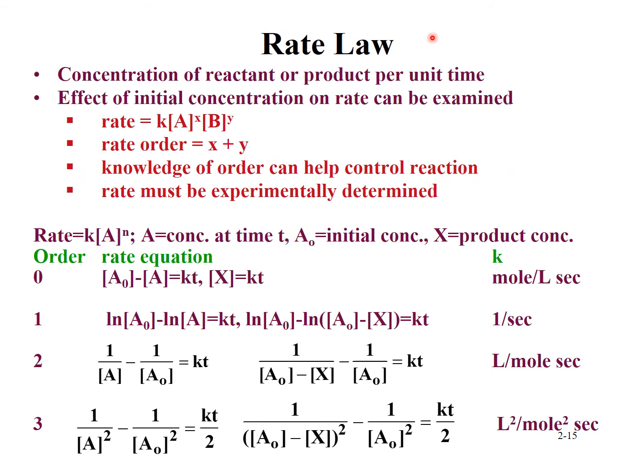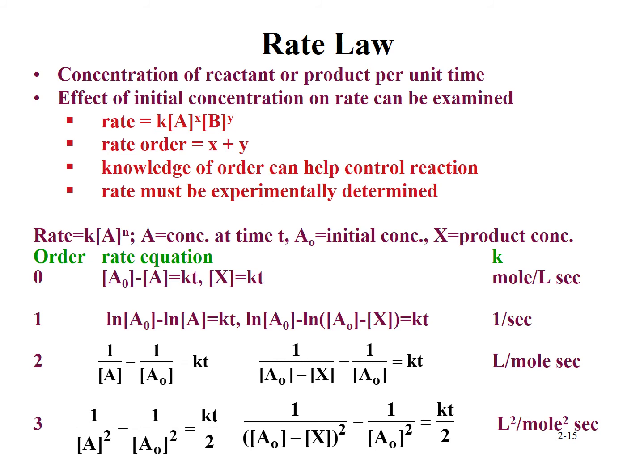This is something that you should be familiar with and have seen before, where rate is equal to the factors of the components of the reaction, and that's called the rate order. The rate order is defined as the sum of the factors in the reaction, and understanding this rate order can help control the reaction. You can understand which properties have a large impact on the kinetics.